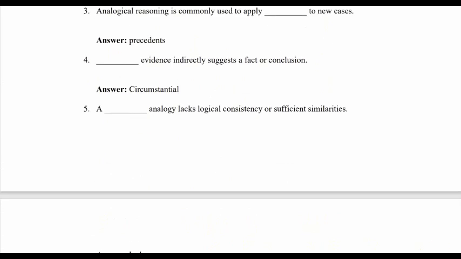So this concludes our topic on analogy, characteristics of good and bad analogy, and its use in law as circumstantial evidence.